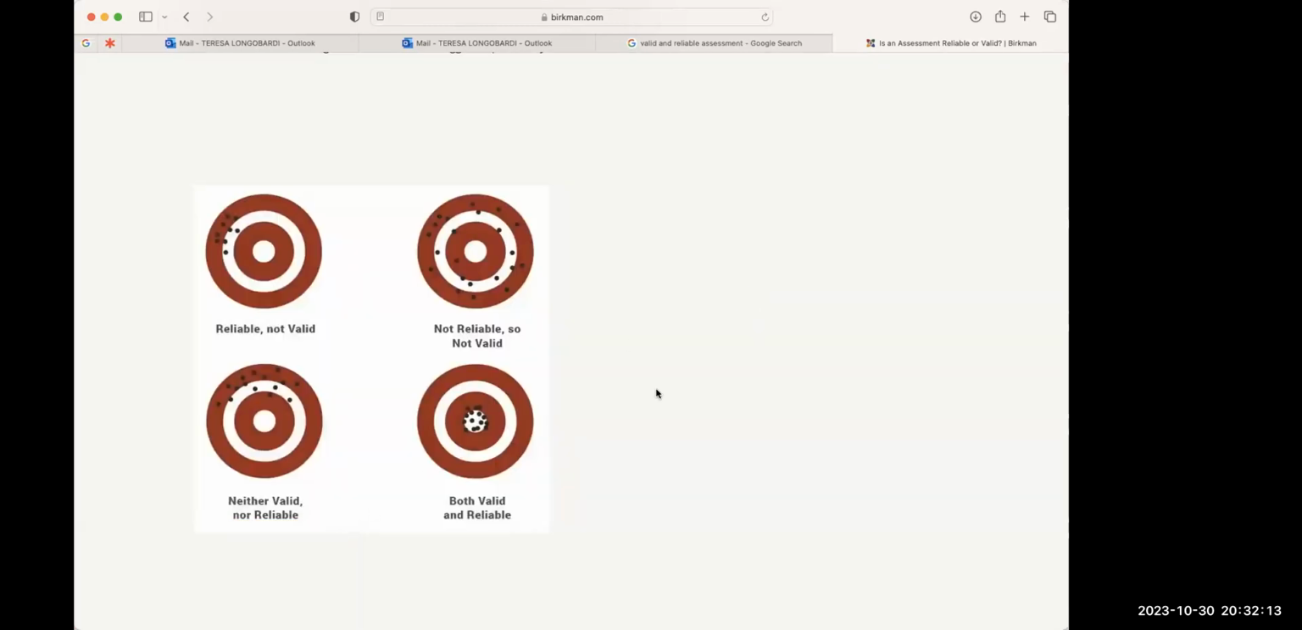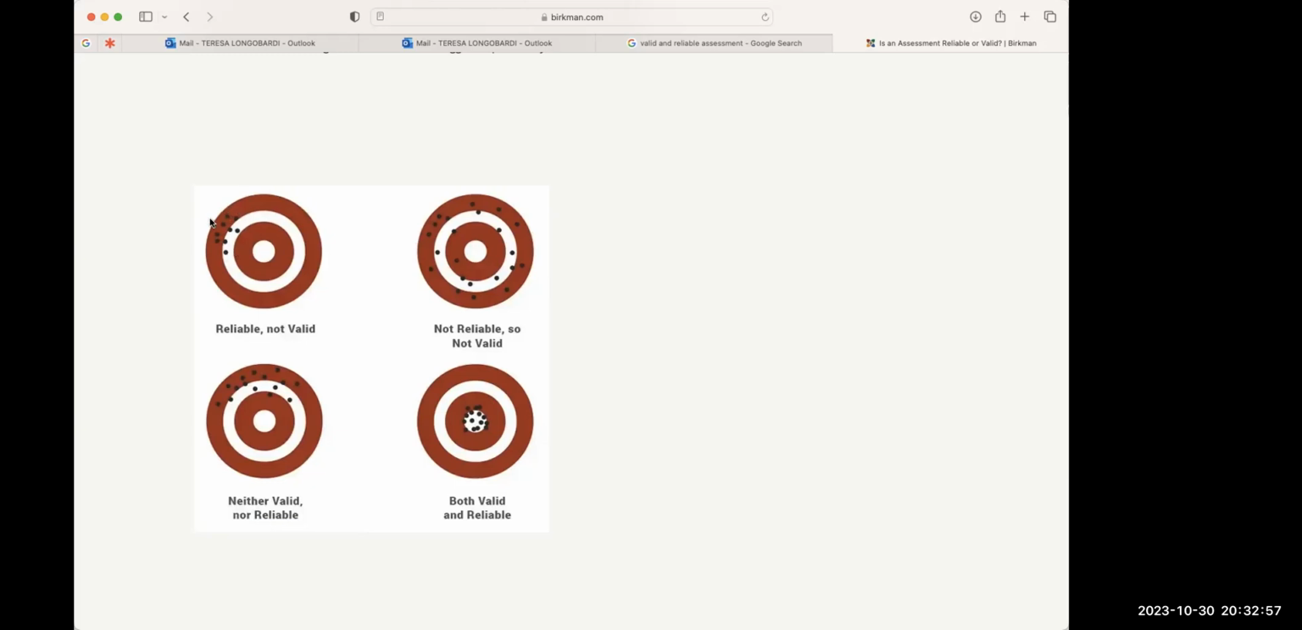Okay, so when you make an estimate, you want this. You want to hit the bullseye. In this case, you are both valid and reliable in your estimation. An example where we have validity, it has to be on the bullseye to be valid. Okay, here you have reliability. You keep estimating the same numbers, but they're off the target. That's not what you want.